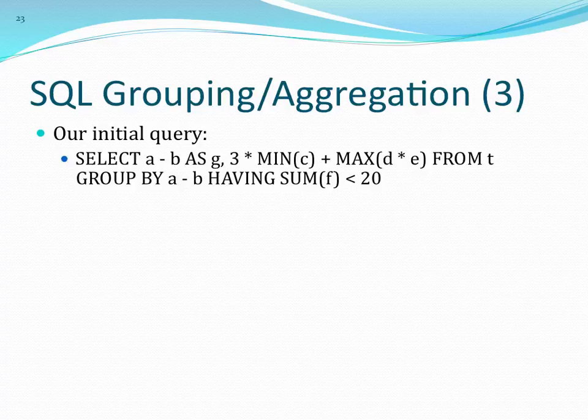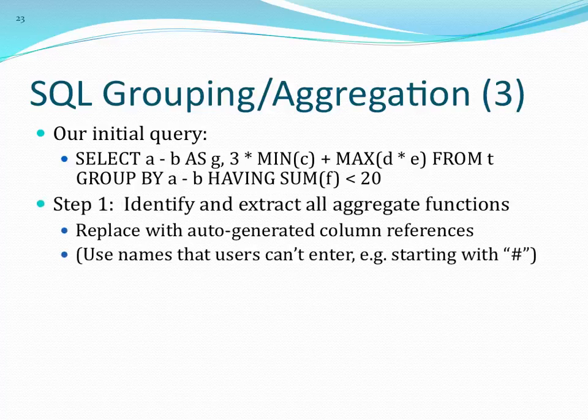So we have this initial query, and the first thing we need to do is go through and identify and extract all of our aggregate computations, because remember, this is what we need our grouping and aggregate node to do. And we will replace those things with placeholders, our favorite thing in the world. It's funny how many CS122 concepts are really obvious here: naming things so that we can refer to them later, compute them separately, and then plug them in. So replace with auto-generated column references.